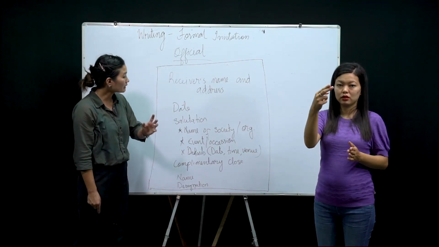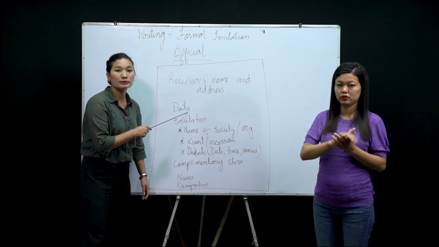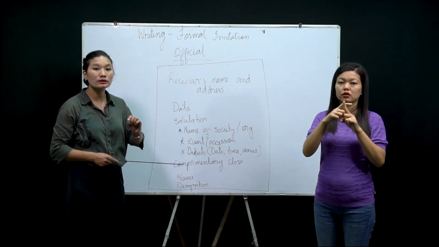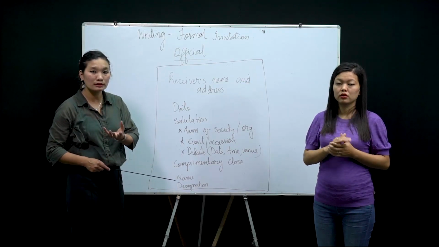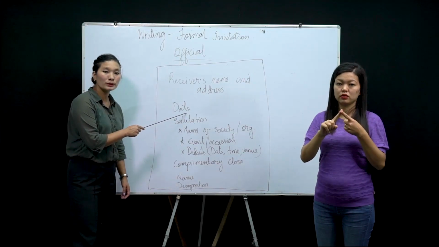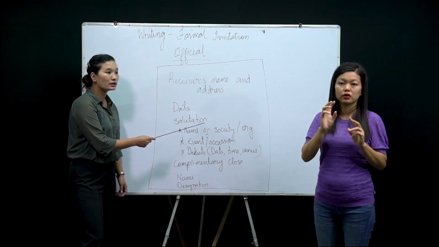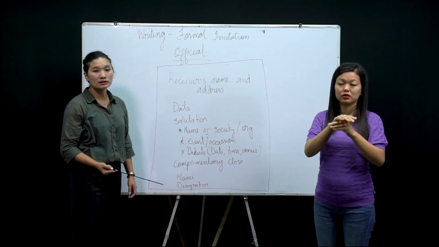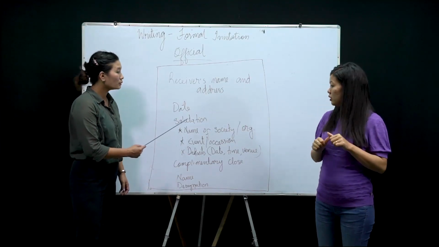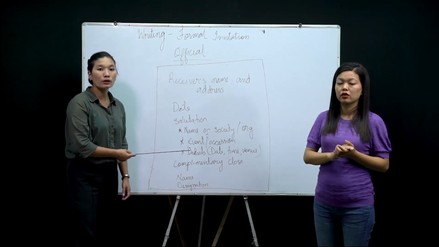Okay. Now the next is the date. The date here will be the date on which you are writing the invite. It is not the date of the event. We will come to that later on. So when I say the date, it has to be the date on which you are writing this invitation. And salutation can be dear sir, sir, madam, maybe even Mr. You can use the salutation in that way, and then the name of the society or organization.